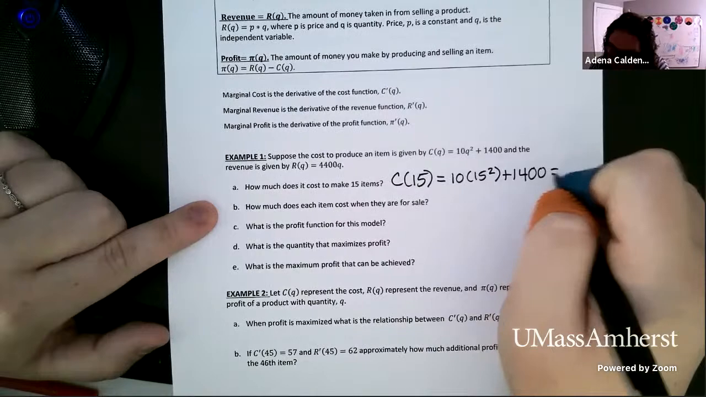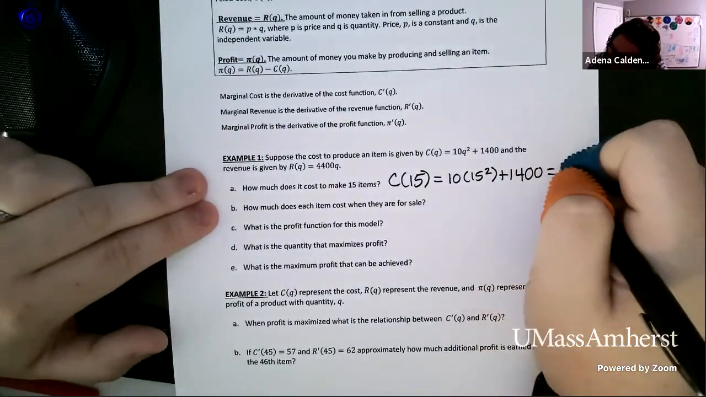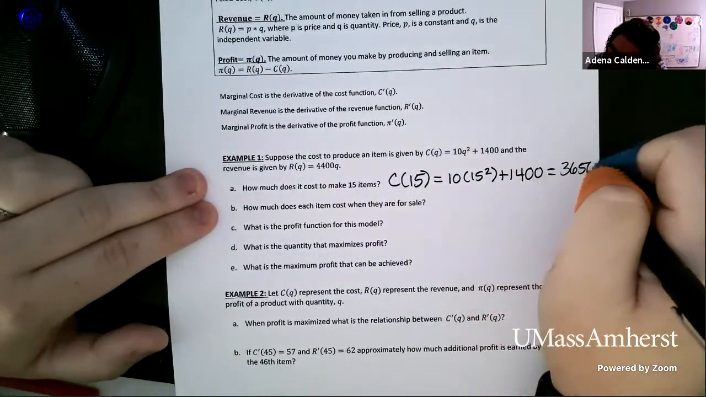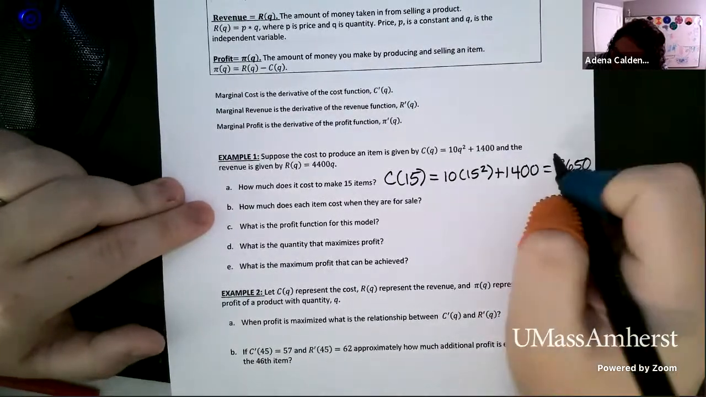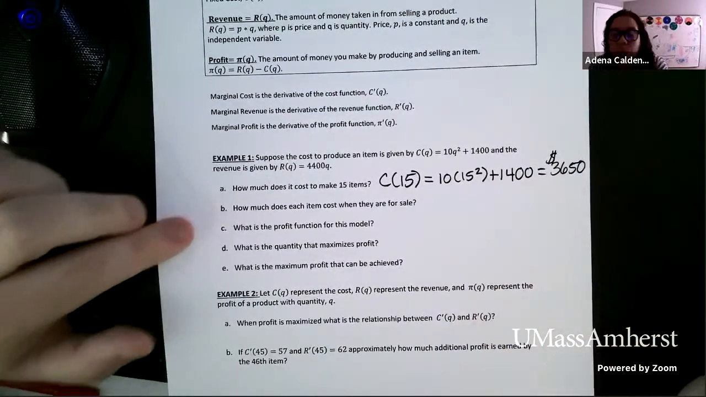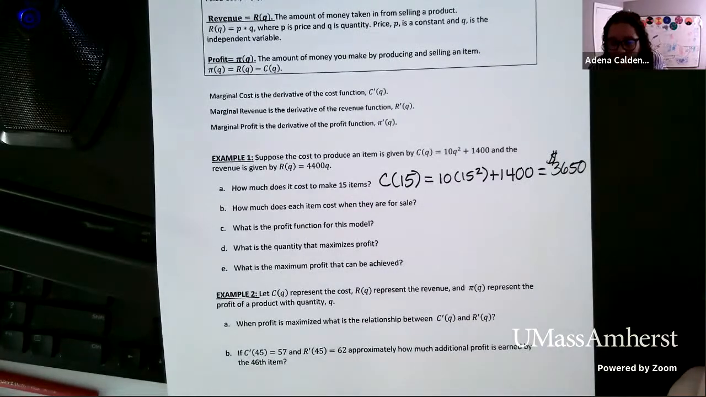Okay, so we're going to crunch that number on a calculator. We get 3,650. And as a reminder, when we talk about cost and revenue, we're talking about dollars, right? So we're talking about money. So $3,650 is how much it costs us to make 15 items.